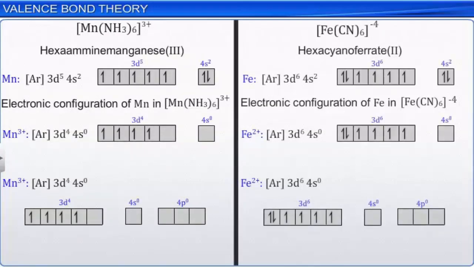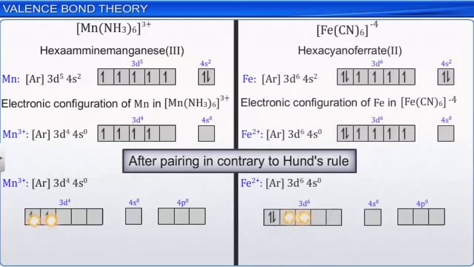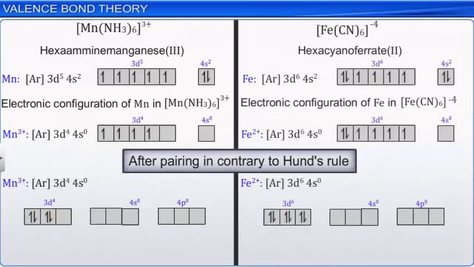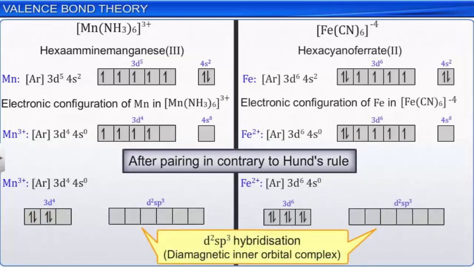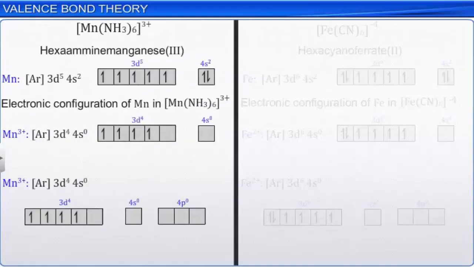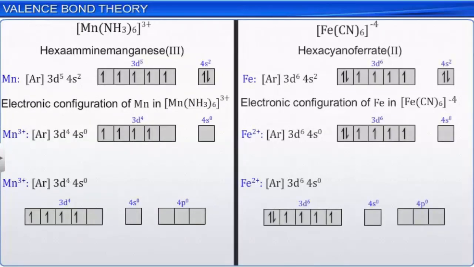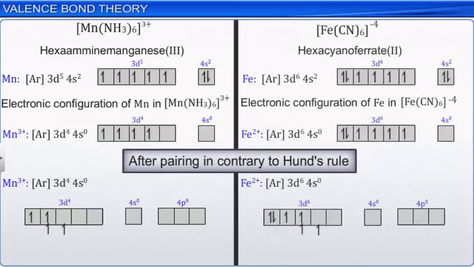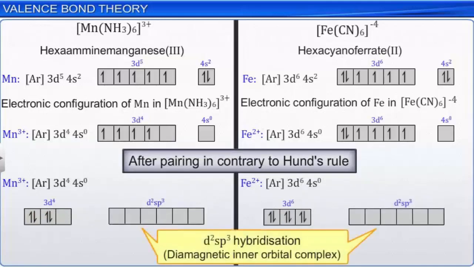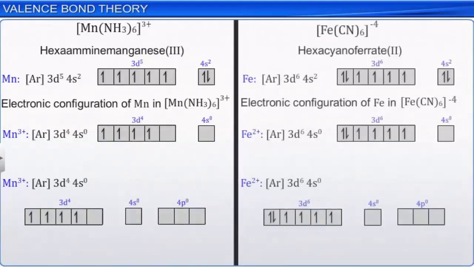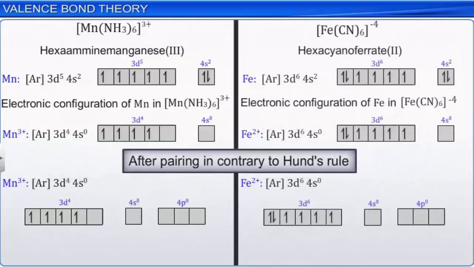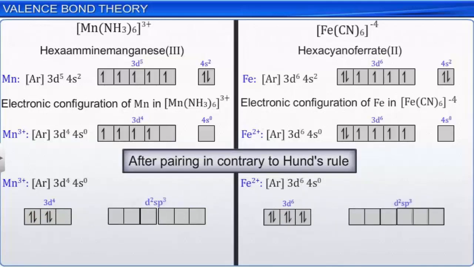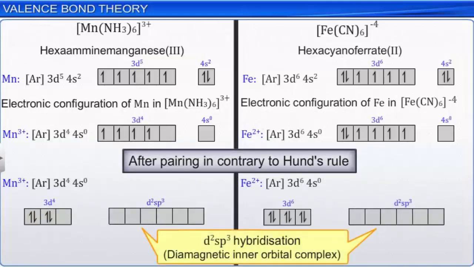To accommodate 6 lone pairs of electrons, in manganese there are only 2 vacant d orbitals available. So the 4p orbital, also an empty orbital, accommodates the electrons donated by the 6 amine groups. So the 4 unpaired electrons found in the Mn3 plus ion are forced to pair up. So 2 empty d orbitals, 1 s orbital and 3 p orbitals undergo d2sp3 hybridization. It is diamagnetic. This complex is called as what? Inner orbital complex.